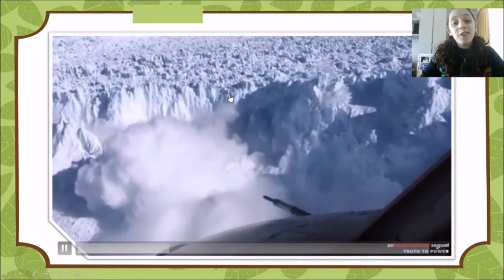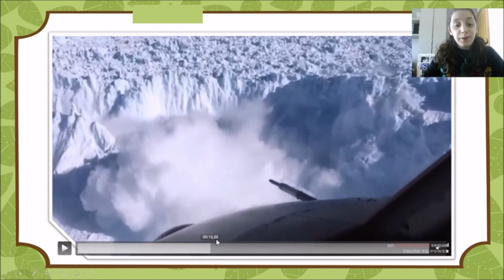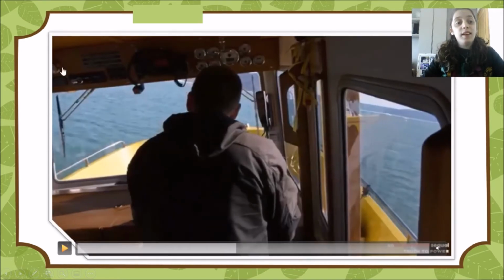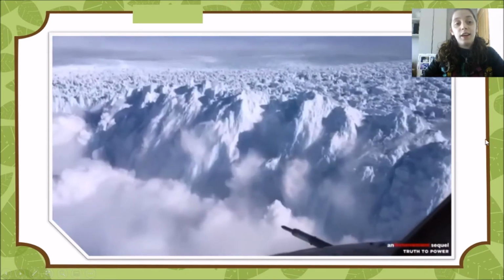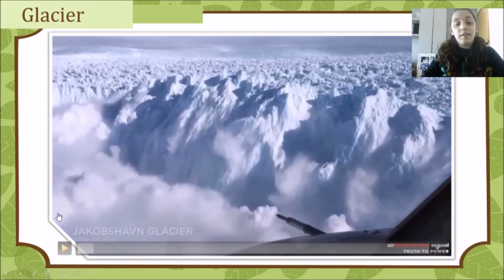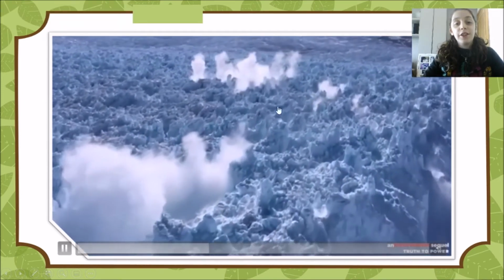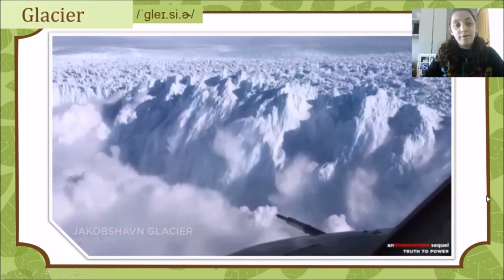The ice is melting, right? They're showing it's melting. And what do we call this? It's a glacier. Those are parts of the glacier just exploding. Glacier.